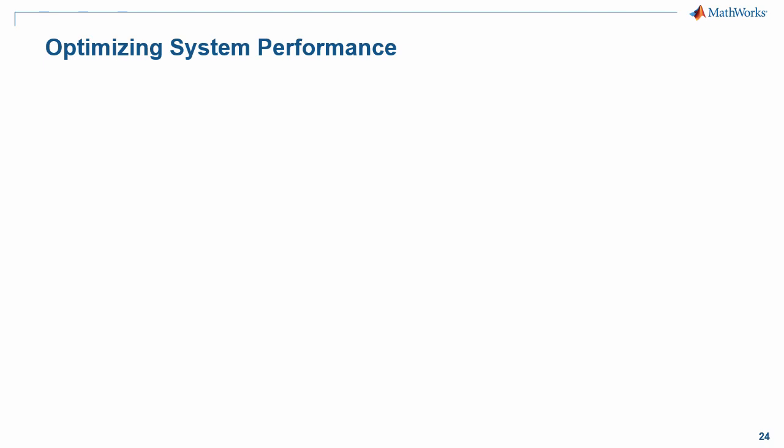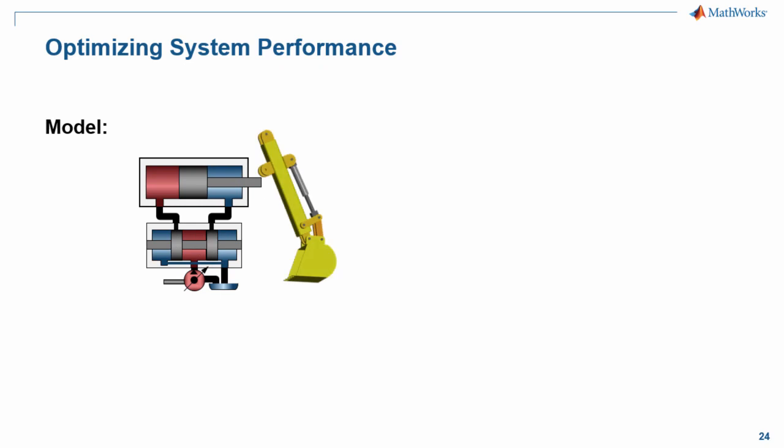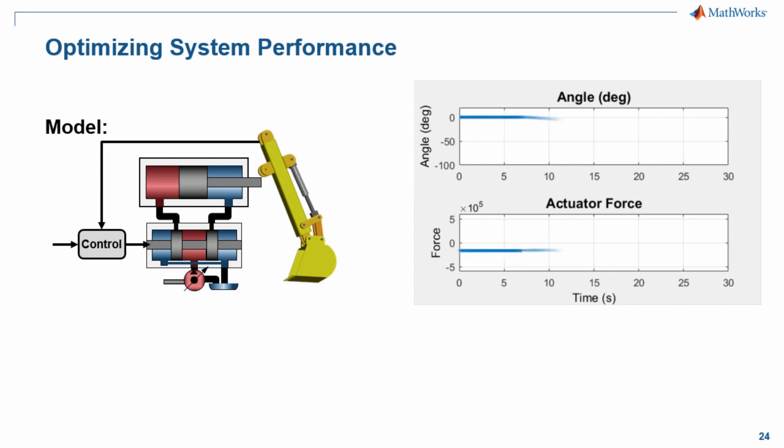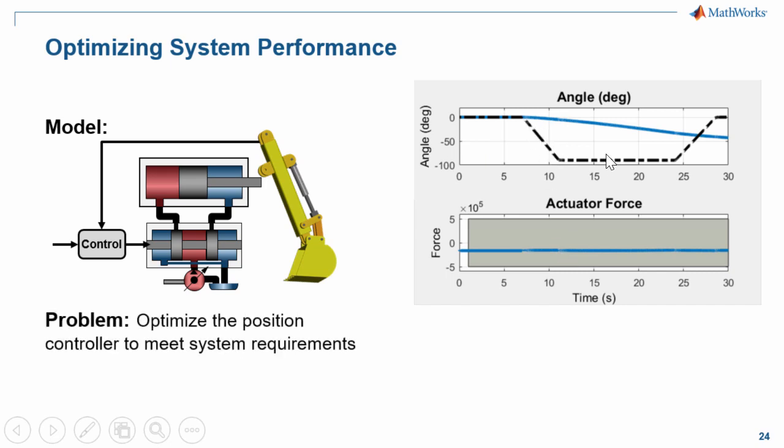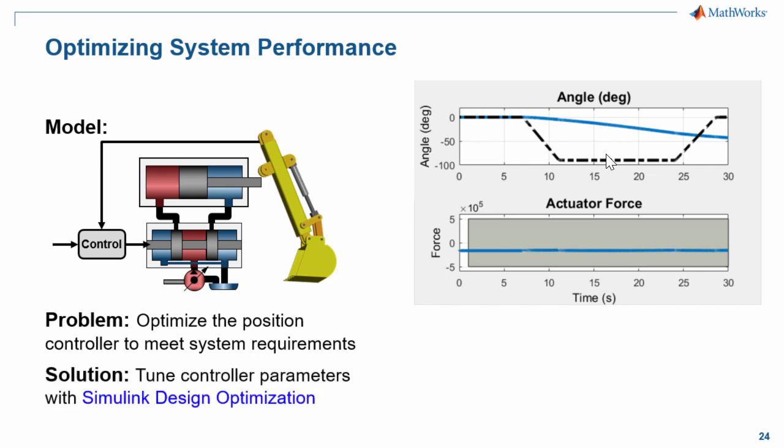In this demonstration, we will see how we can optimize the performance of a hydraulic actuation system. We have a model of a hydraulic actuation system in a backhoe arm. A control system adjusts the position of a spool inside a valve to track a reference signal. When we evaluate the design in simulation, we can see that it is well within the requirements for the force the actuator can provide, but it is not meeting the requirements for tracking a reference signal.